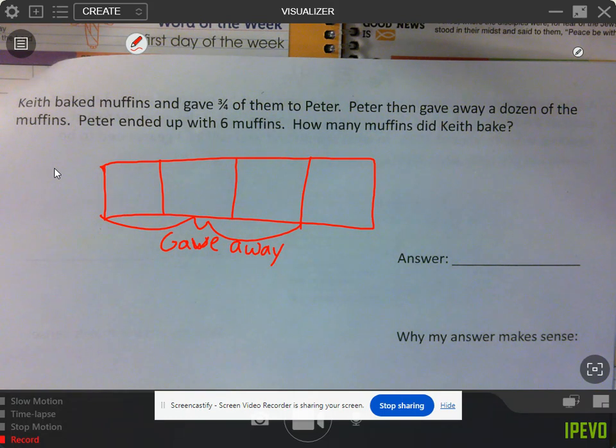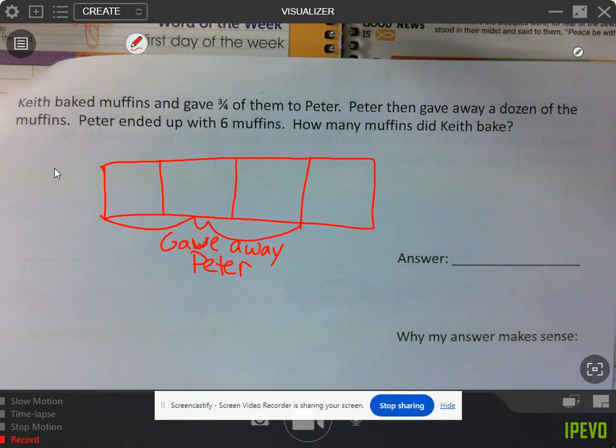Peter then gave away a dozen of the muffins. Peter ended up with 6 muffins left. How many muffins did Keith bake? So Peter has those 3 sections. He gave away a dozen of them, and he keeps 6. So how many muffins did Peter end up getting?